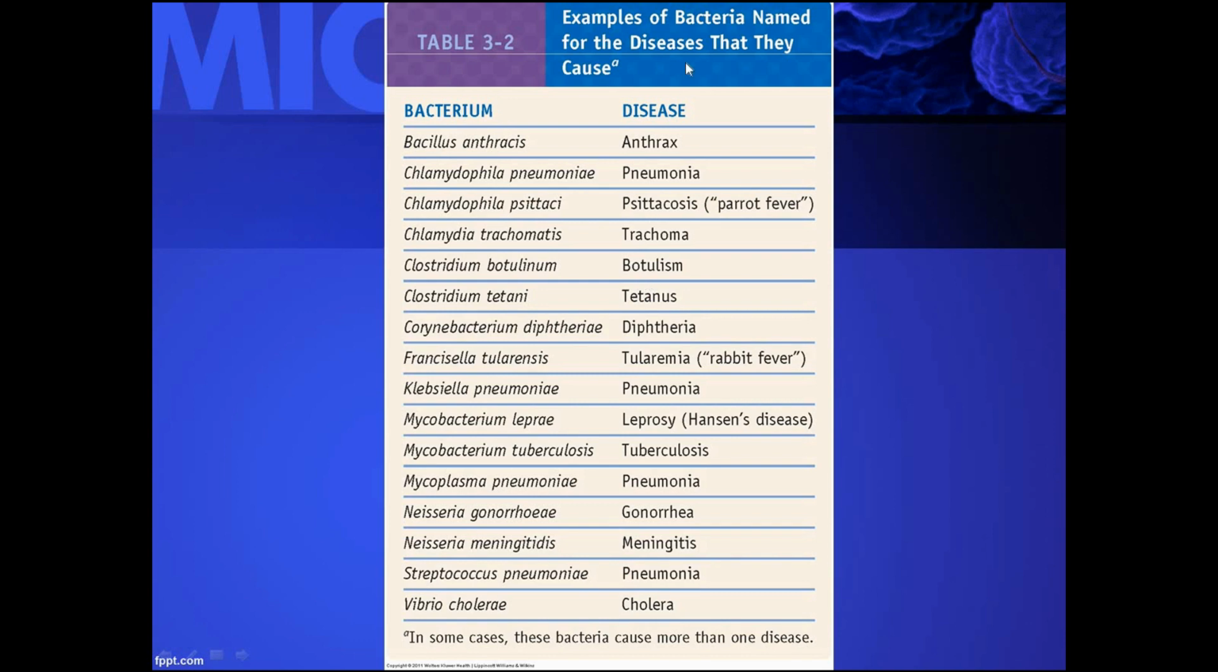These are examples of bacteria named for diseases that they cause. We have the Bacillus anthracis, the cause of anthrax, Chlamydophila pneumoniae, a cause of pneumonia, Chlamydophila psittaci, a cause of psittacosis, Chlamydia trachomatis, a cause of trachoma, Clostridium botulinum, a cause of botulism, tetanus, diphtheria, Corynebacterium diphtheriae, a cause of diphtheria, and so on.